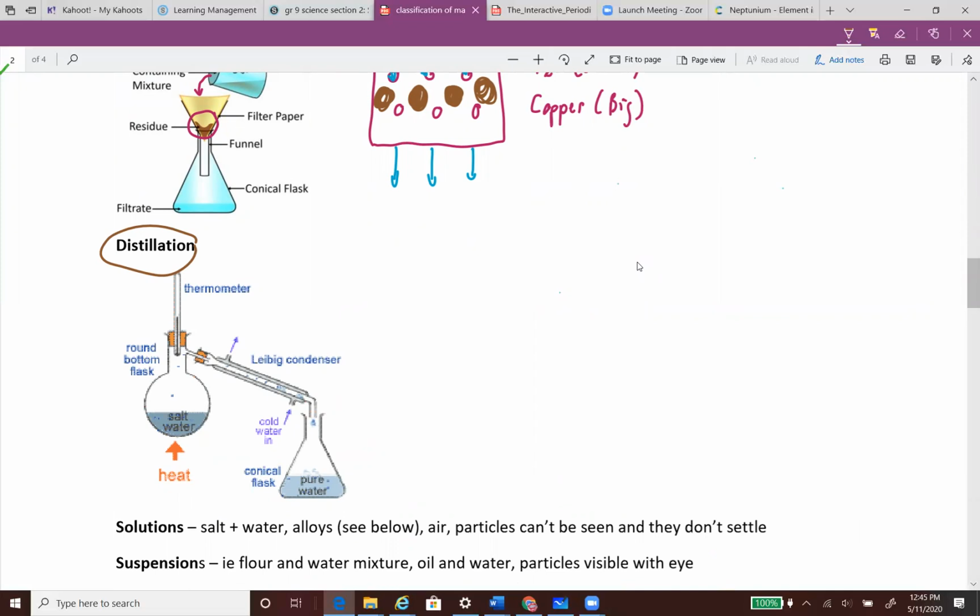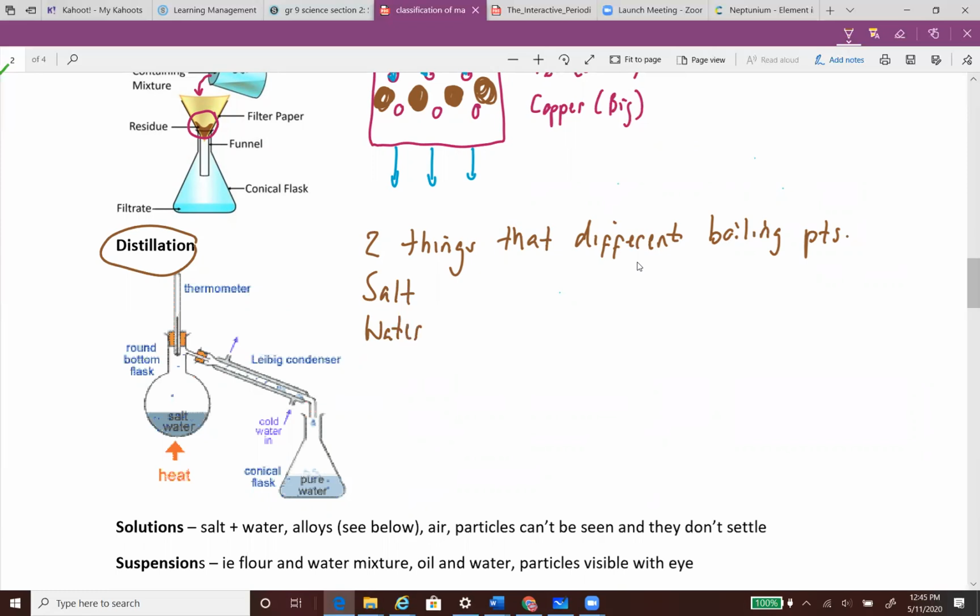The way it works is you have two or more things, we'll just say two things, that have different boiling points. That's the temperature at which something boils. So you have the salt in this case, and then you have the water. Now, water will boil at 100 degrees Celsius, but not salt. Salt heats way more than 100 degrees to boil. So at 100 degrees, salt doesn't boil.